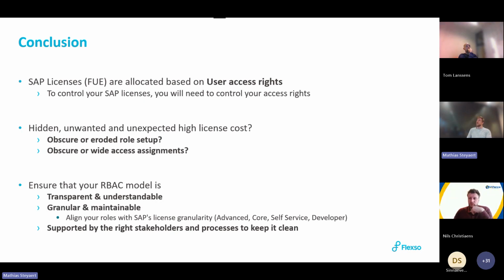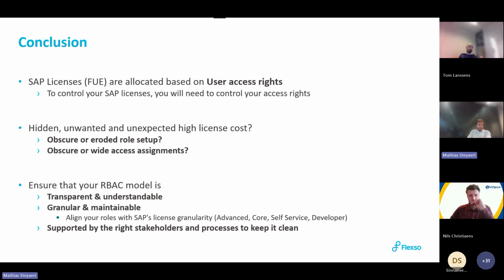That sub-licenses or FUEs are allocated based on user access rights, of course, as we mentioned a lot of times in these sessions. So it's what your user can do, not what your user does. If you have hidden, unwanted, or unexpected high licensing costs, you might have an obscure or eroded role setup, or just a wide access model where users in your company have generally wide access, or a combination of the two. And how do you keep that clean, or how do you keep that maintainable?